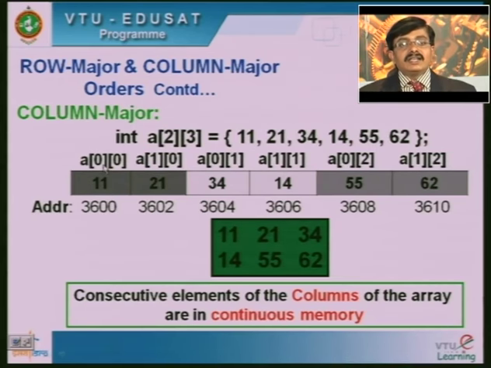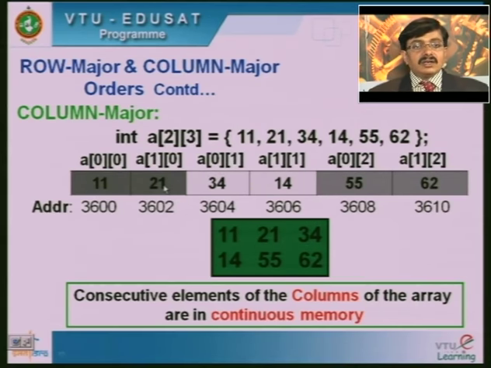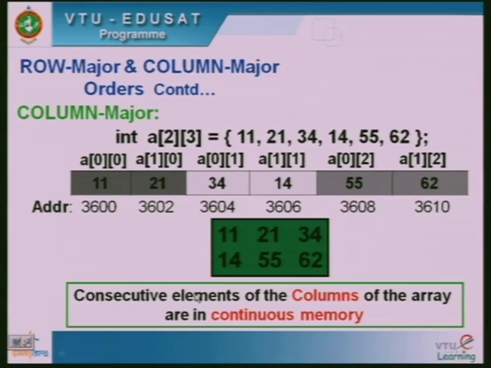So the index will vary. You can see that in a of 0, 0, a of 1, 0, the column is kept constant and the row is varying here. Also, after printing the elements of the first column, that is 11 and 21, we go for the next elements 34 and 14, and then we go for the next column elements, that is 55 and 62. So this is exactly how I am going to store the elements in the column major order. Fine. So in this particular case, the consecutive elements of the columns of the array are in a continuous memory area. Since I am storing the elements column wise, I call this way of ordering elements a column major order.